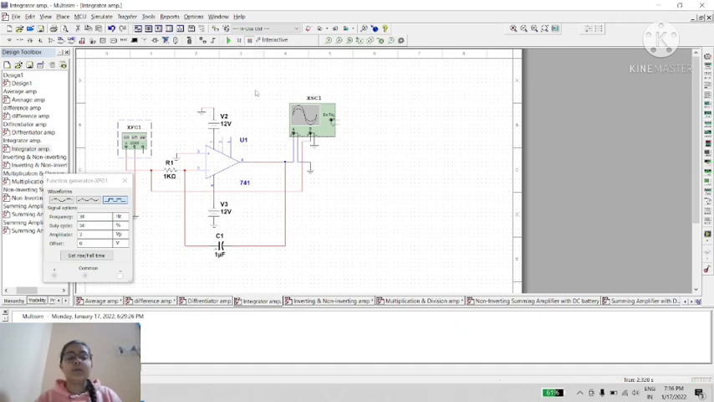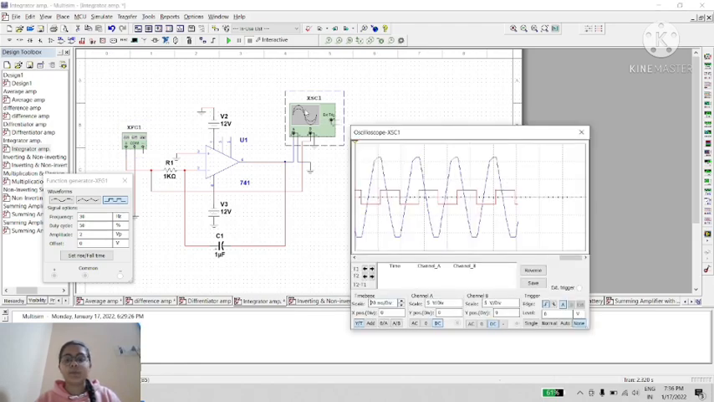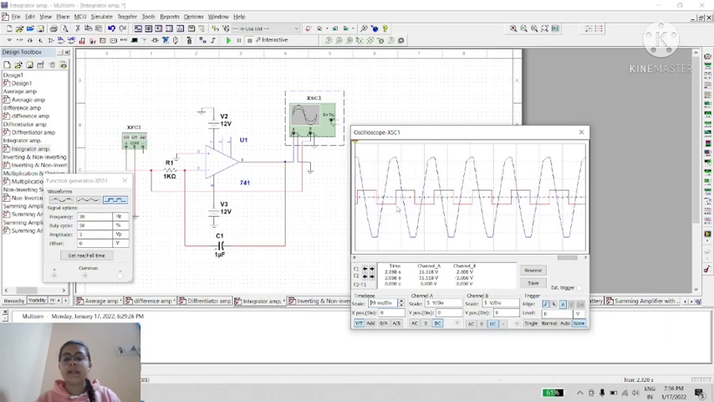In output we should get an amplified and integrated waveform. Here you can see the red is for input and the blue is for output. Red is a square wave while blue is a distorted sine wave. Means not triangle and not a sine wave, but it is in an integrated form.